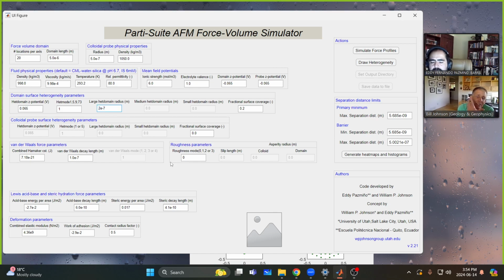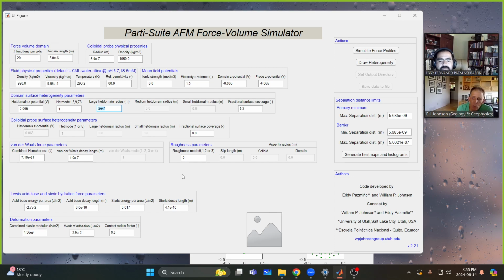And so depending on the colloid size. This colloid size by default is actually a 1 micron colloid. So it's not particularly large, not particularly small. And so 200 nanometer heterodomains are big enough to fill the zone of interaction under most ion exchange conditions. And so this is just a default heterodomain radius.